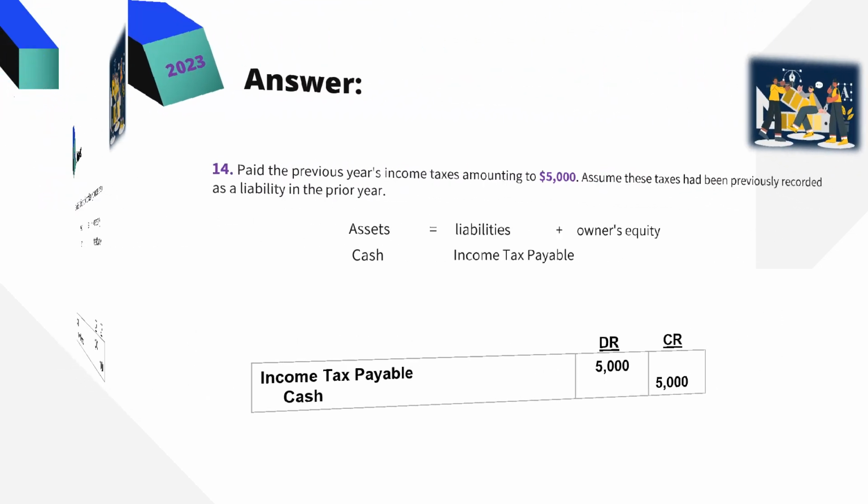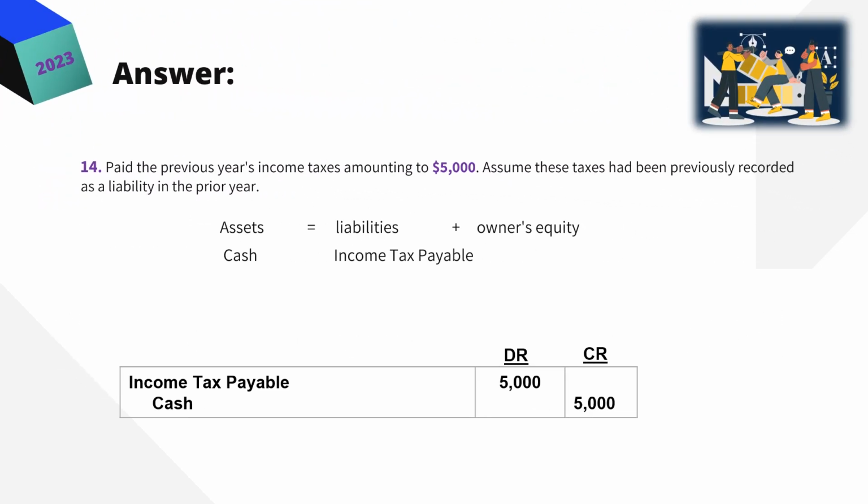In the next transaction, we pay the previous year's income taxes, which amounted to $5,000. Now, let's make an assumption here. Let's assume that these taxes have been previously recorded as a liability in the prior year. In other words, this is last year's taxes. And last year we recorded the fact that we owed the taxes and that was the cost of doing business. So we recorded not only the liability, we also recorded the expense. In this particular case, now in the month of January, we're paying this tax obligation.